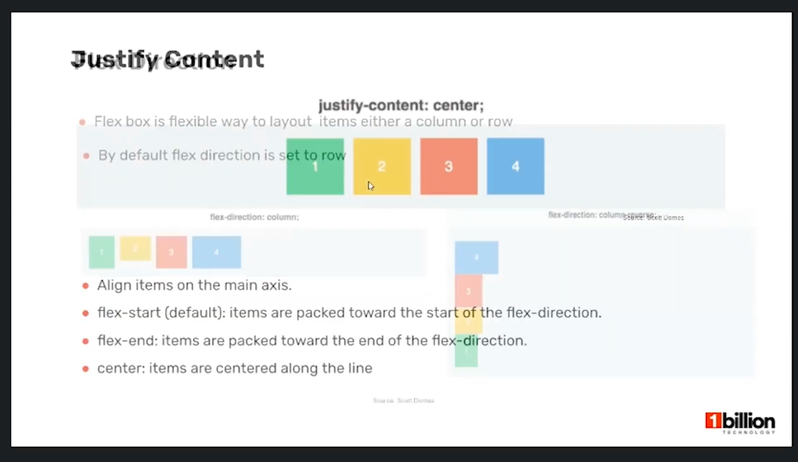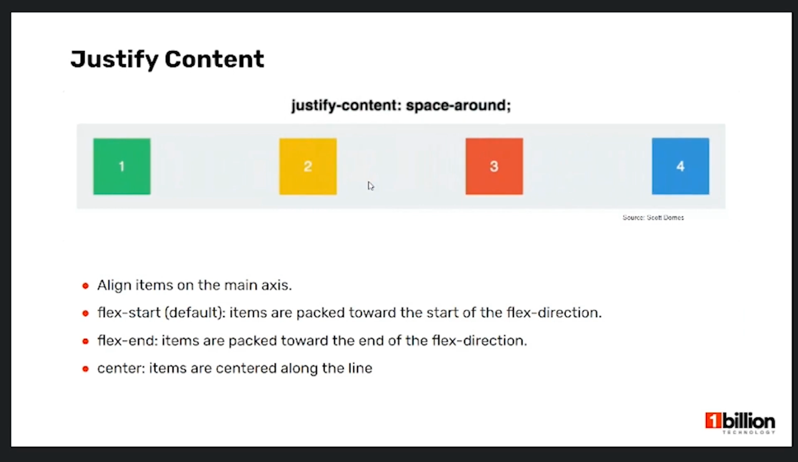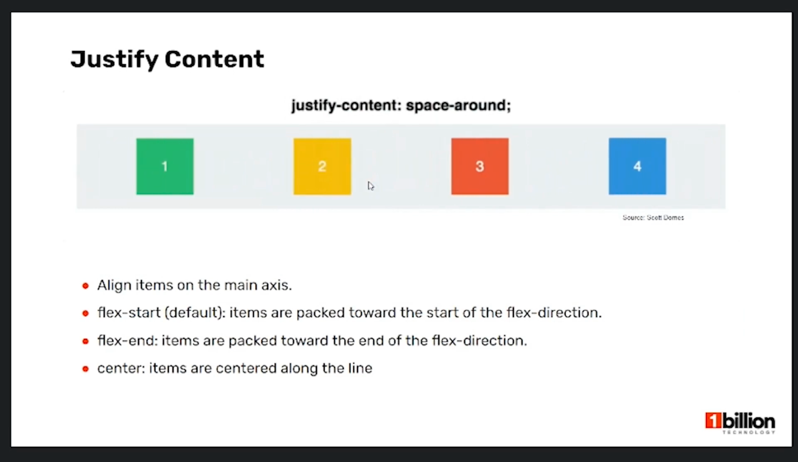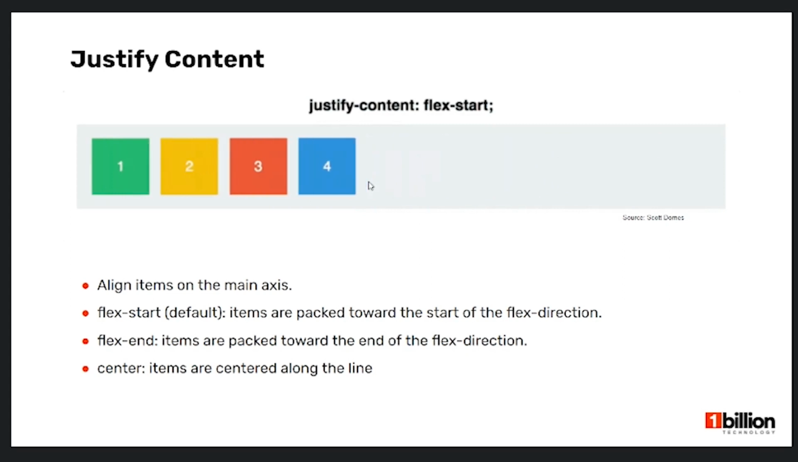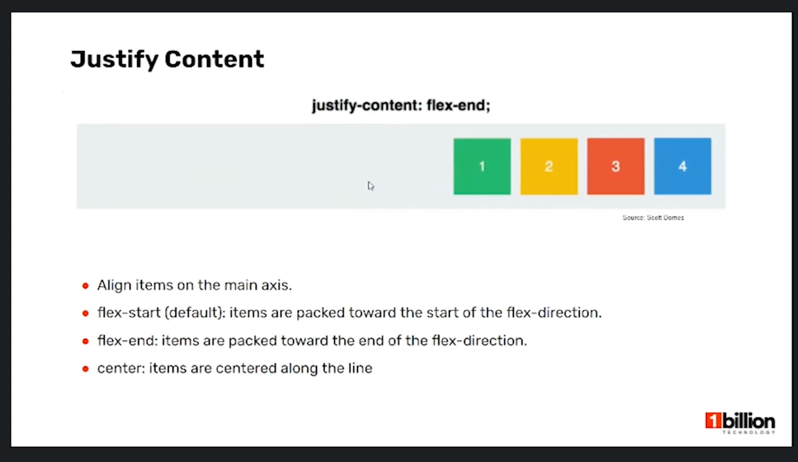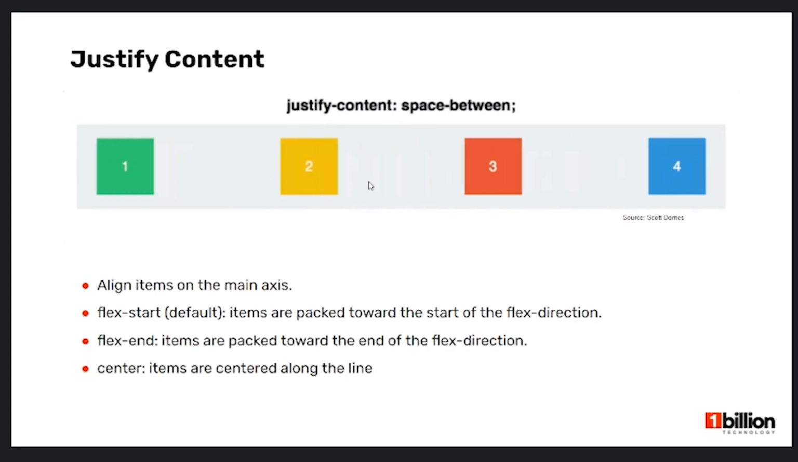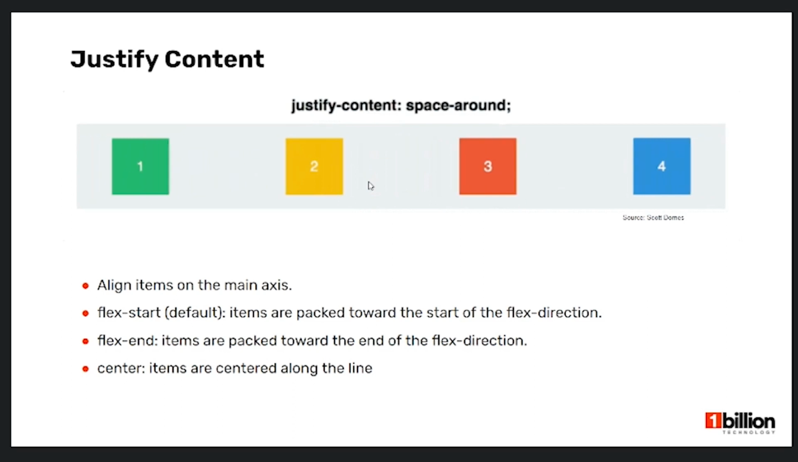Next one is justify content. Justify content is a property to align items in the container along the main axis. It allows us to fill any empty space on rows and define how we want to justify it. Here are the most common options used in justify content.